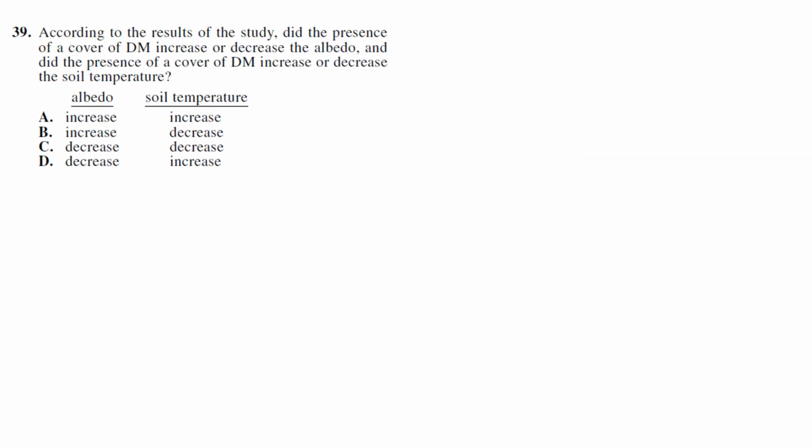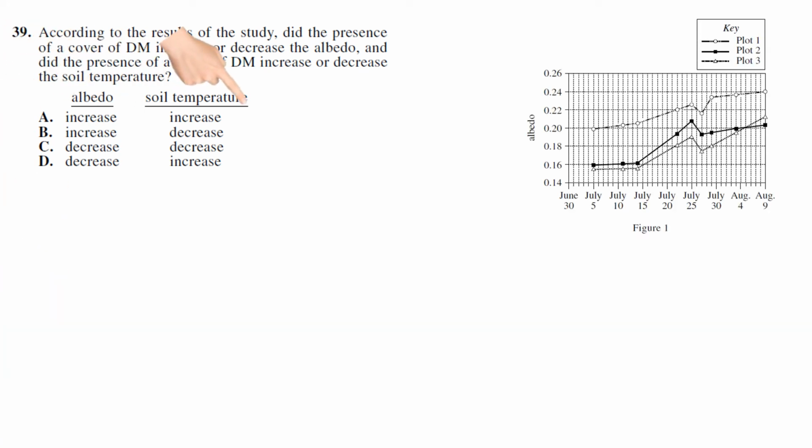Okay, I think this is one of the hardest questions in the test for a timed test. If you had unlimited time, it's pretty easy. Well, not easy, but it's easier. But as is, it's a hard question. According to the results of the study, did the presence of a cover of DM increase or decrease the albedo, and the presence of a cover of DM increase or decrease soil temperature? So let's start with albedo.